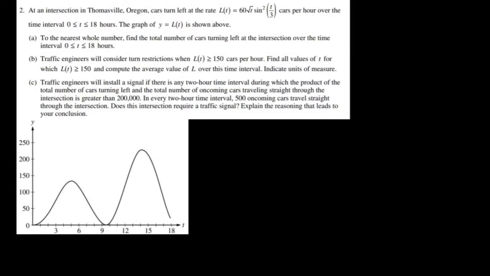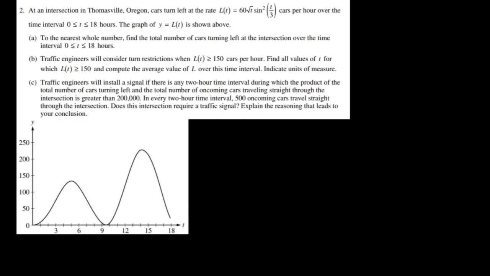Alright, in question 2, we're dealing with an intersection at Thomasville, Oregon, where cars are turning left at the rate L of t is 60 square root of t times sine squared of t over 3 cars per hour over the interval 0 ≤ t ≤ 18 hours. The graph of y equals L of t is shown below. I had to move it there because of space reasons. Okay, moving on.